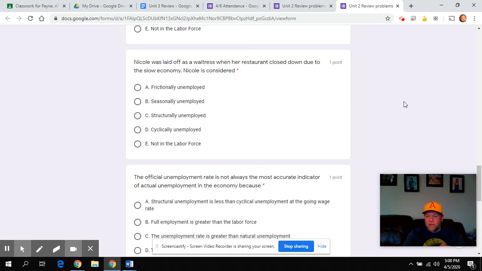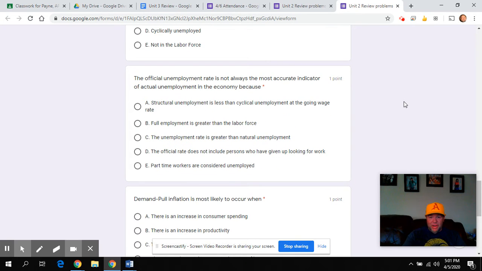Remember the example of structurally unemployed I used was in the new Charlie and the Chocolate Factory, the one with Johnny Depp as Willy Wonka. Charlie's dad loses his job as the toothpaste cap guy to a robot. That would be structural unemployment. Right?